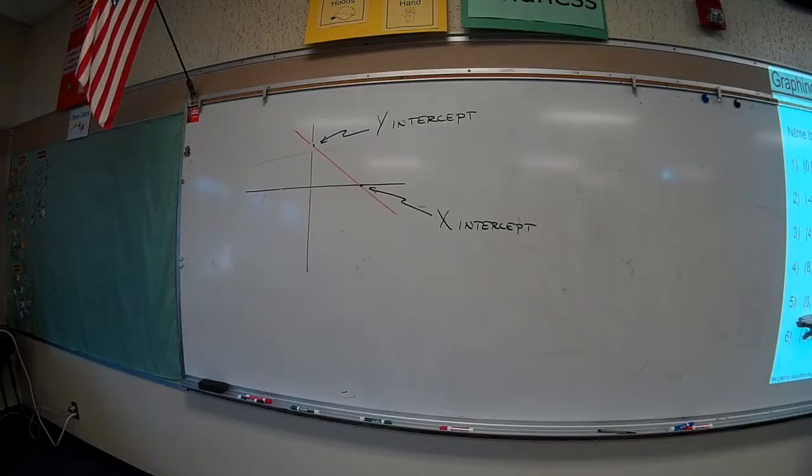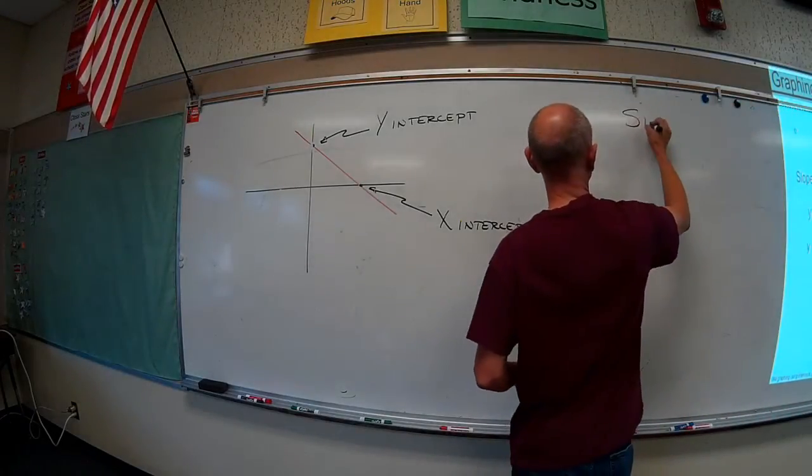Okay. What's this one right here? Nate? Y. Okay. Ava, what's that one? X. Notice if you got an x or a y number. So in your notes, I want you to write this down. This is called standard form.